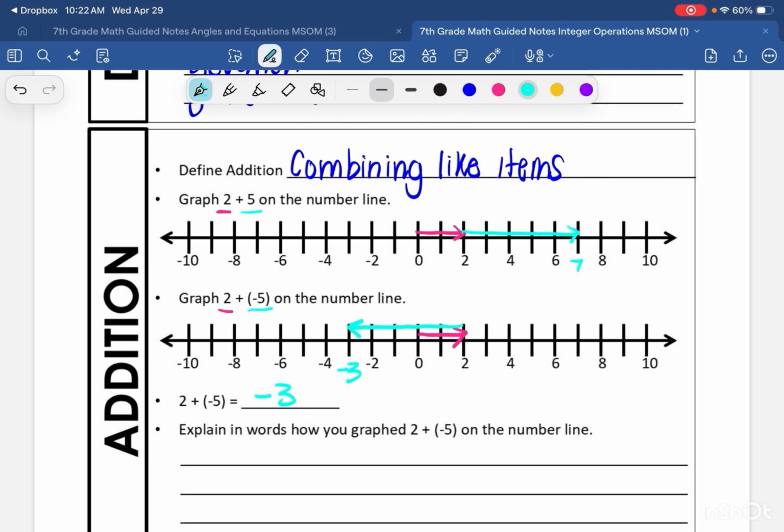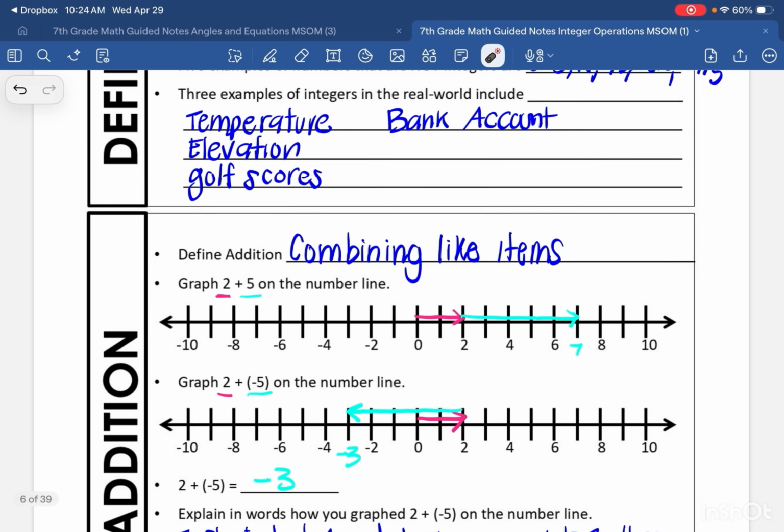Explain in words how you graph 2 plus -5 on the number line. Well, I started at 0, drew an arrow to 2, then since I am joining -5, I drew another arrow 5 units long to the left. Next question on the next page.